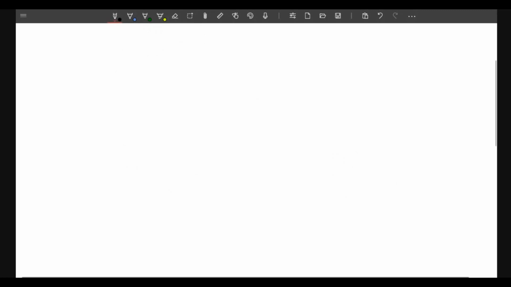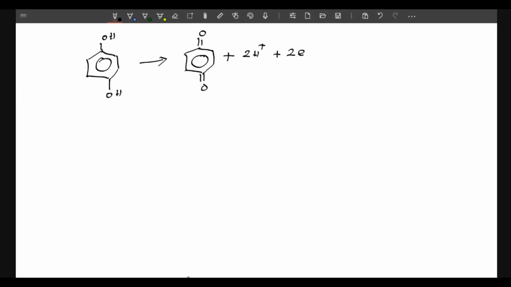The cell reaction involving quinhydrone electrode: write down the reaction. Quinhydrone is converted into quinone plus 2H plus 2 electron. E naught is equal to 1.3. Calculate the electrode potential.